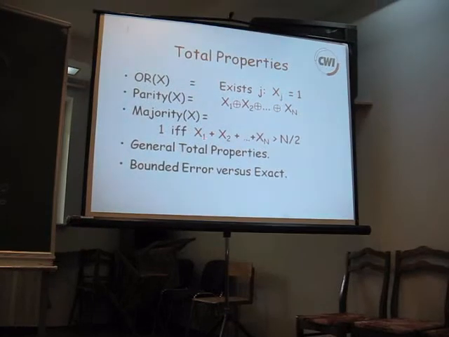In general, I will be interested in total properties, meaning that they are defined on all their inputs. For all settings of the variables, the Boolean function is defined. Unlike, for example, the Deutsch-Jozsa problem, which was a promise problem and not a total property, because I didn't define it on all possible settings, just the ones that were constant and balanced.